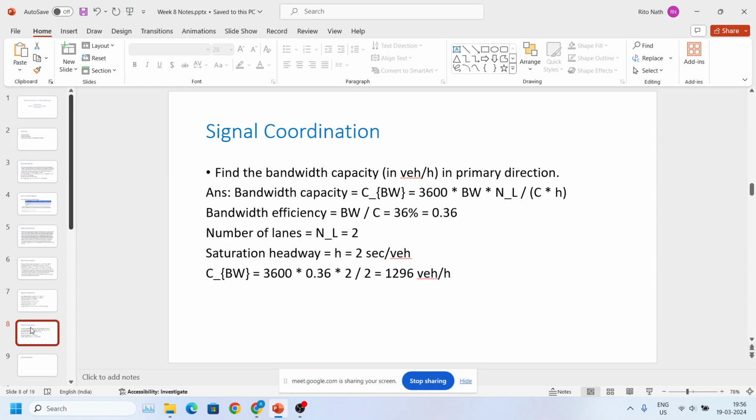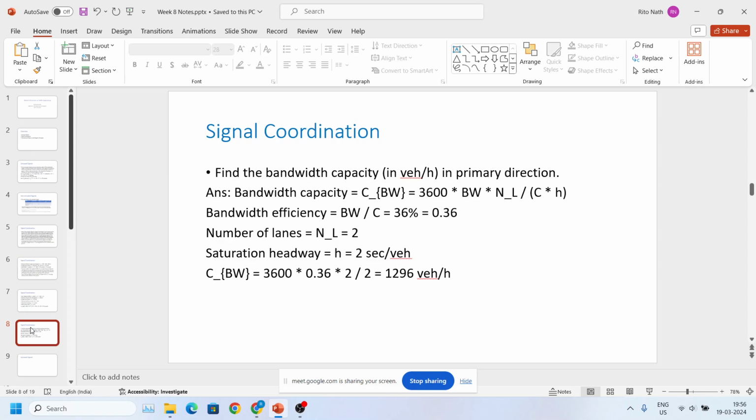So number of lanes are given as 2, cycle length is given, but I think that's not required here because the efficiency is given directly. So here it's I think 0.5, and saturation headway is I think given as 2 seconds per vehicle, so that's safe. Yeah, so I think this is also simple. We should be able to get it.